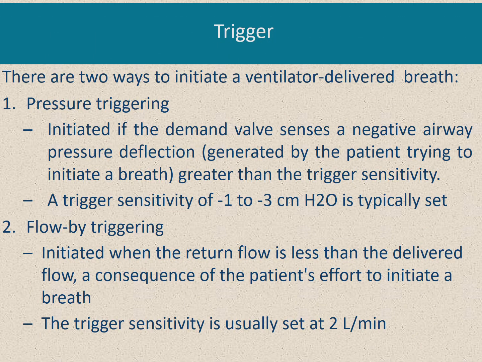Then we adjust the trigger. There are two ways to initiate the ventilator delivering the breath. Pressure triggering is initiated if the demand valve senses a negative airway pressure deflection generated by the patient trying to initiate a breath greater than the trigger sensitivity. We usually set sensitivity between -1 to -3 centimeters of water.